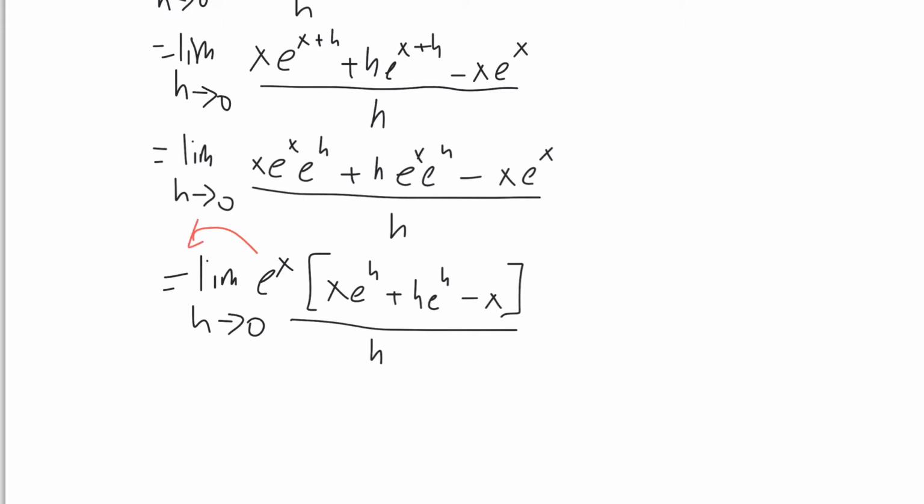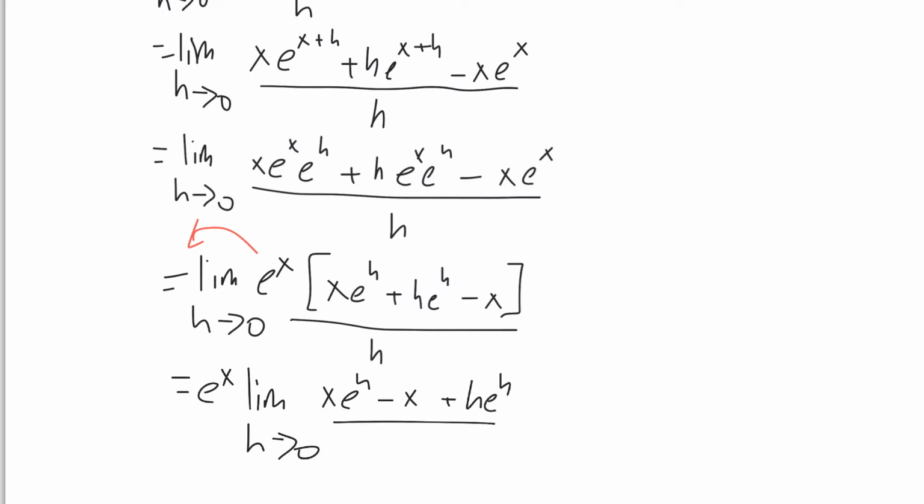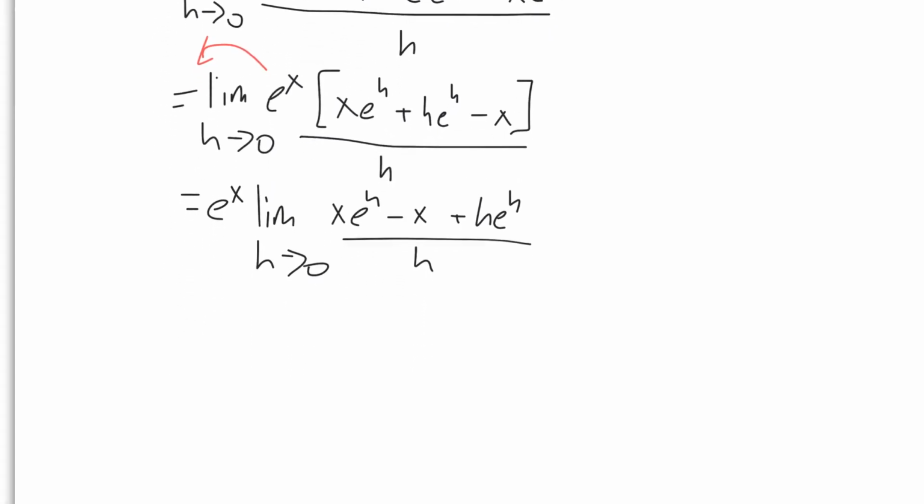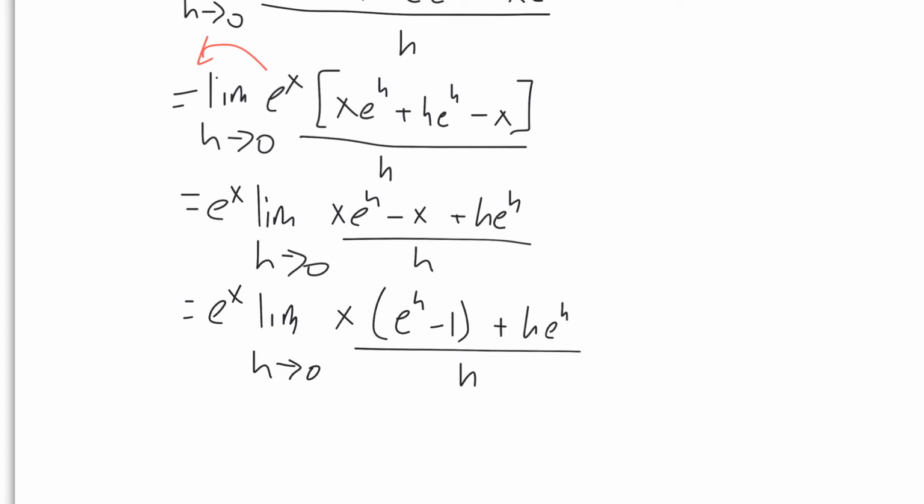And now I'm going to look, there's an x and there's an x, so I'm going to put those next to each other and factor those out. So e to the x is out front, limit as h approaches 0. I've got x e to the h minus x plus h e to the h over h. So we'll keep on going. Factor out that x. So e to the x, limit as h approaches 0, x times (e to the h minus 1) plus h e to the h, over h.